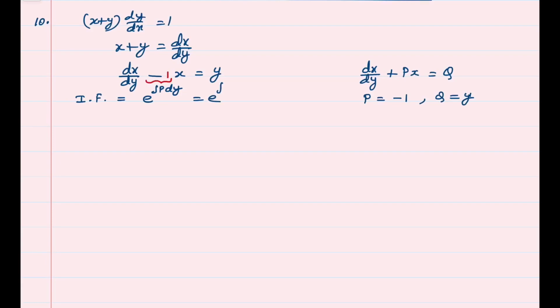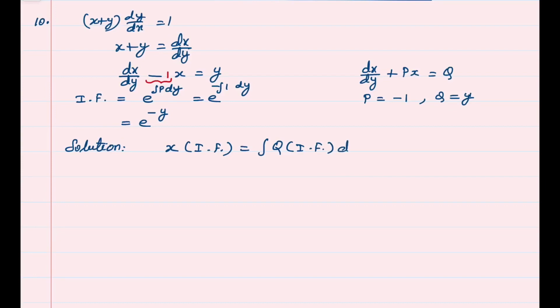E raised to integral p is minus 1, e raised to minus y. Now let us write the solution formula. It is not y into, it is x into integrating factor, because this is the second type of linear differential equation, equal to integral q times the integrating factor dy plus c. X into integrating factor is e raised to minus y equal to integral q is y, e raised to minus y dy plus c. Integration by parts method.